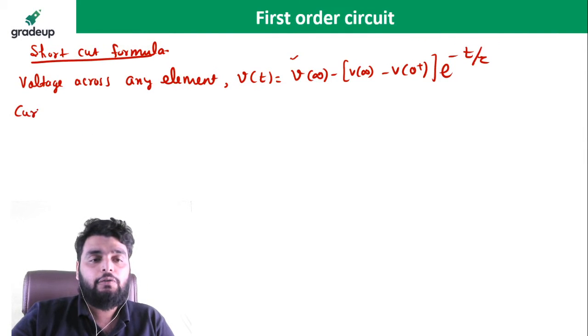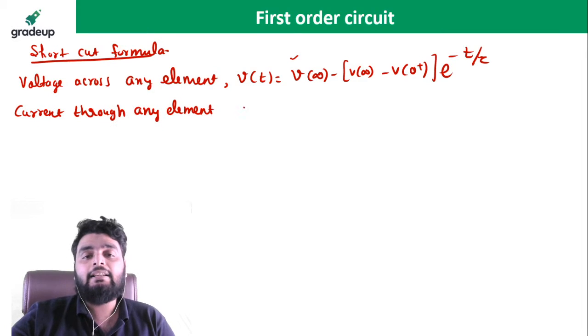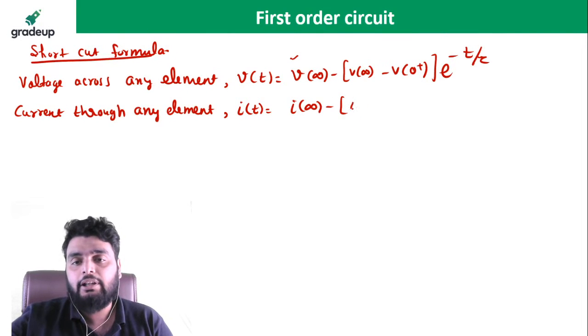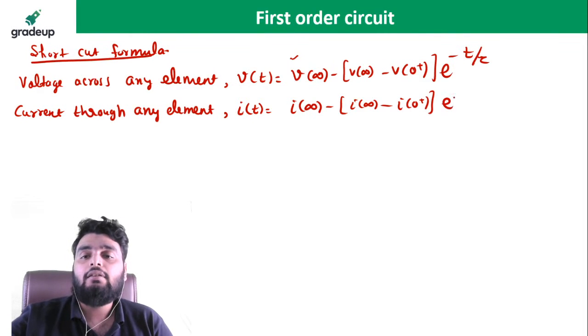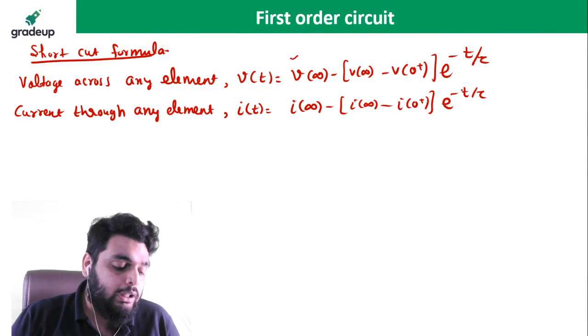Similarly, if I want to find the current through any element, then again it will be simple. The formula is the same, you just need to replace voltage with current, like this, simple. So for voltage and current, I can use this particular formula.